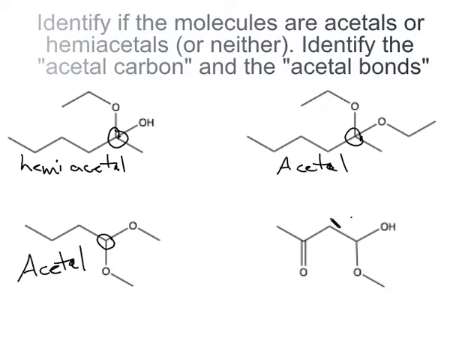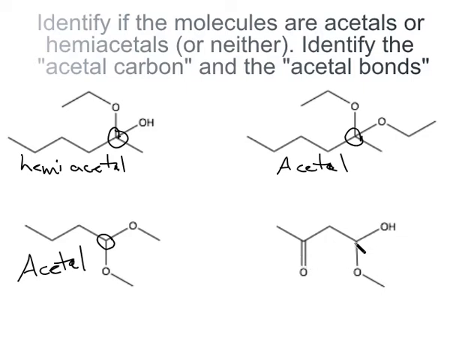Finally, this last molecule has a little bit of distraction on it. Right here we see that we have a ketone functional group. So we have a carbon double bonded to an O. This does not impact whether the molecule has an acetal or not. We just know that this position is not an acetal or a hemiacetal.